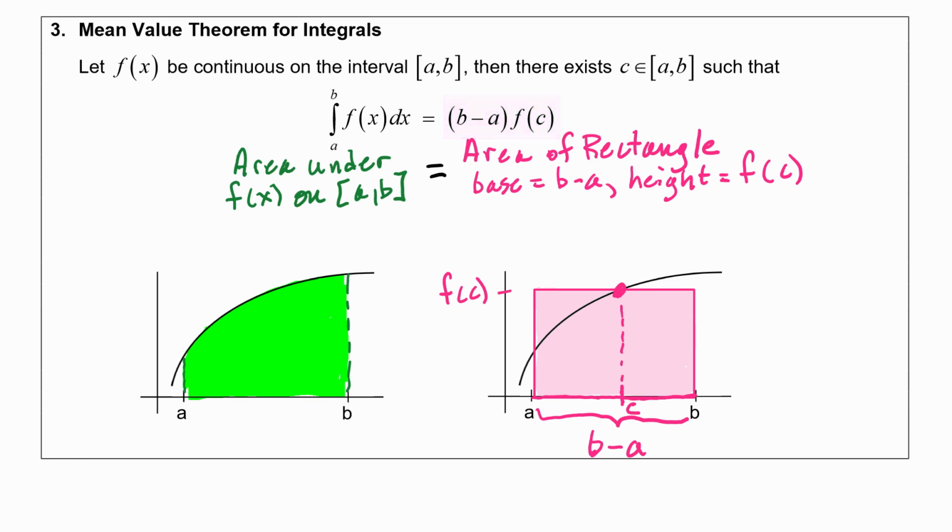So the concept of the mean value theorem for integrals is that we can find a value of c on that interval such that if we make a rectangle there, its area is going to exactly equal the area under the curve.